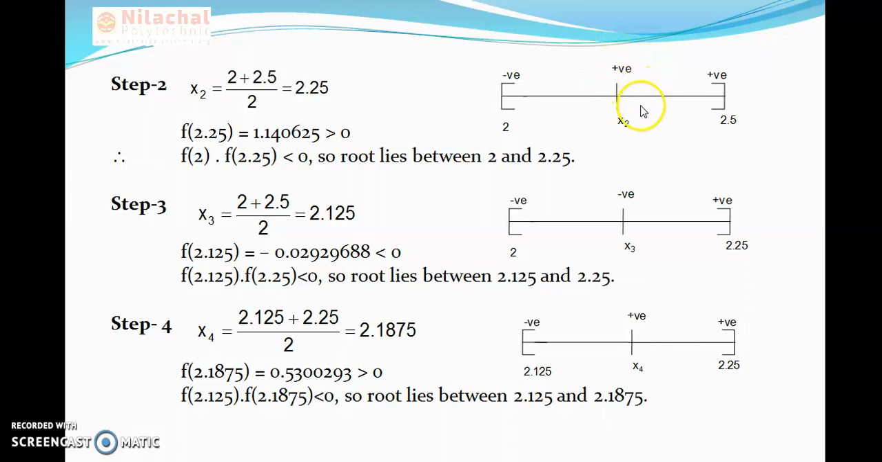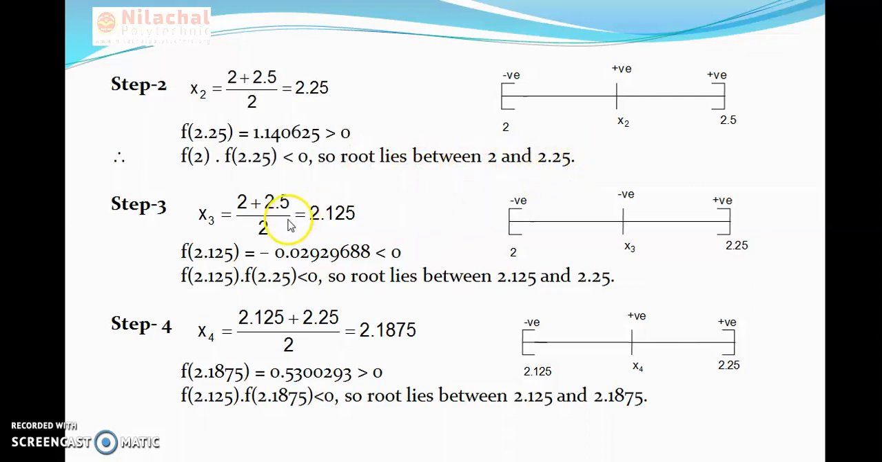Similarly, the next root lies in the negative-positive interval. Here it is negative positive, but there it is positive positive, so it never lies there. It must lie in 2 and x2. And x2 is how much? 2.25. Means we will write root lies between 2 and 2.25.